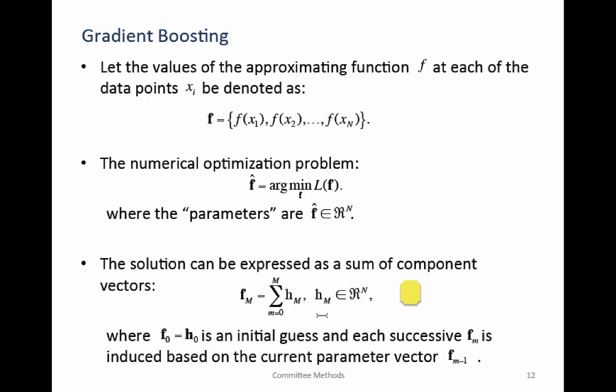So what does this mean? Well, just like in Newton's method, we have this initial guess. That's our f of 0. This initial guess is h0. That's the initial function.